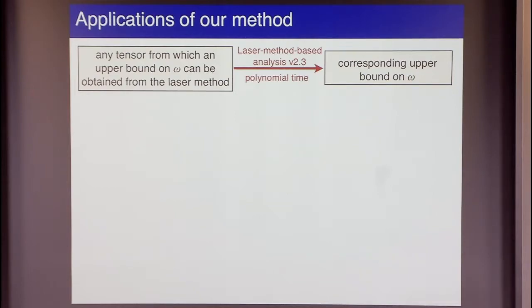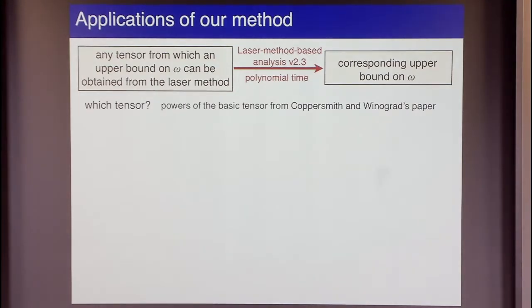And so our method can be described as follows. If you take any tensor for which you can obtain an upper bound on omega using the laser method, using our technique based on convex optimization, we can obtain the bound in polynomial time. And the question is on which tensor we want to apply this. Well, we don't have many candidates.